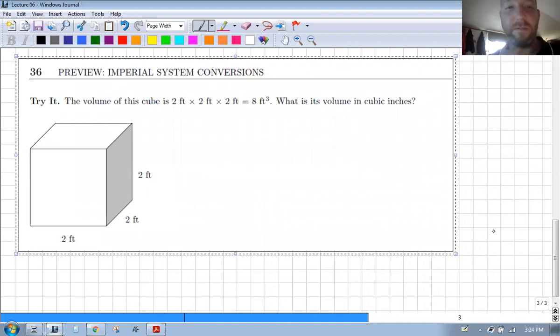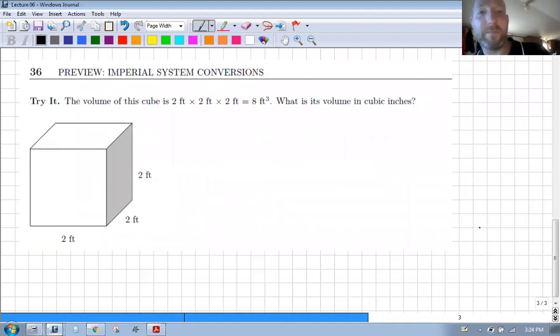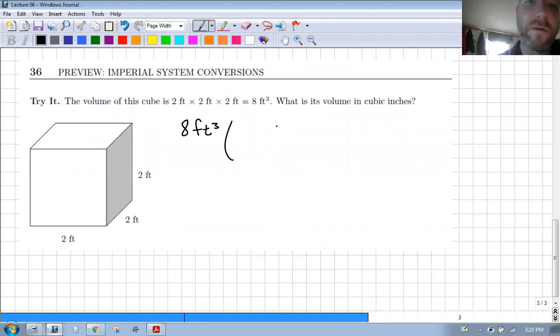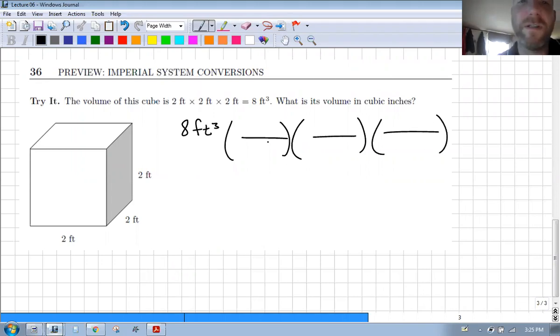All right, so this thing here, we're just finding the volume, length times width times height. In this case, it's 2 feet times 2 feet times 2 feet, which is 8 feet cubed. To convert that to inches, well, we know how many inches are in a foot, but it's feet cubed. So we have to get rid of the feet 3 times in favor of inches.